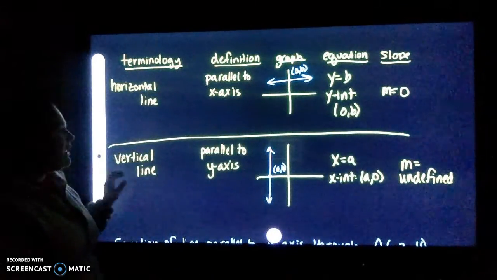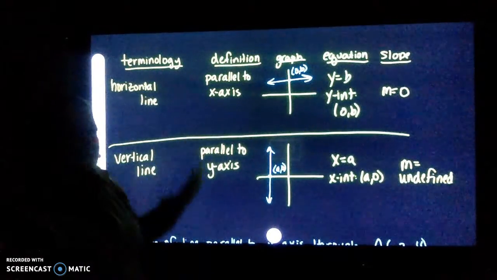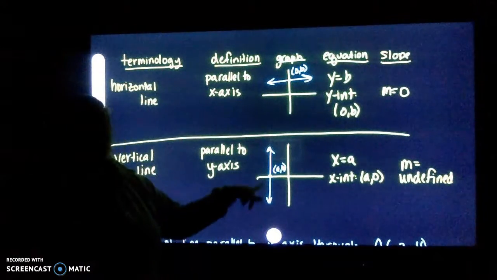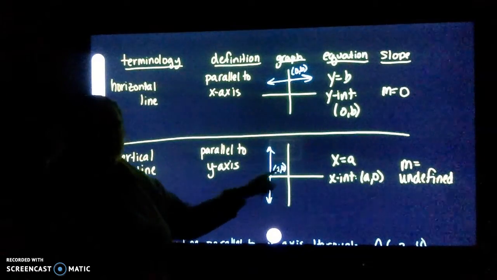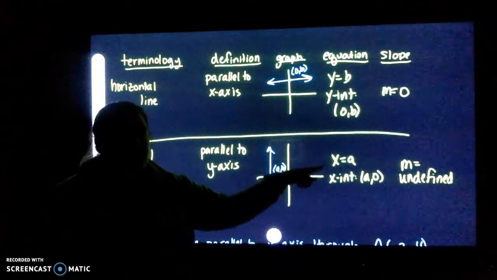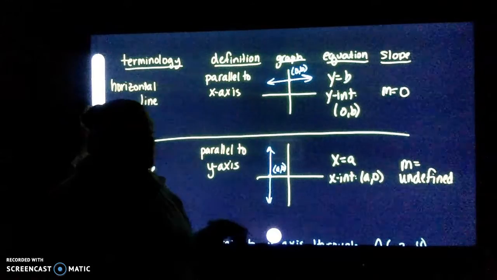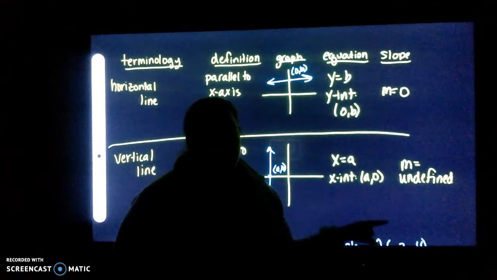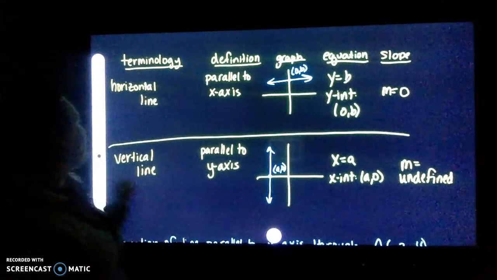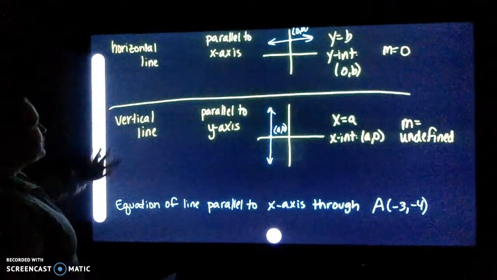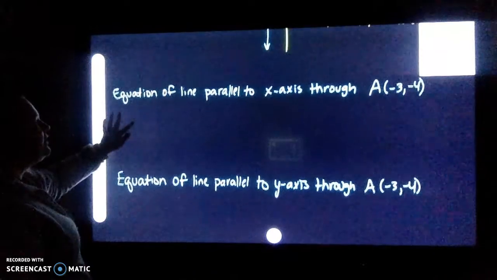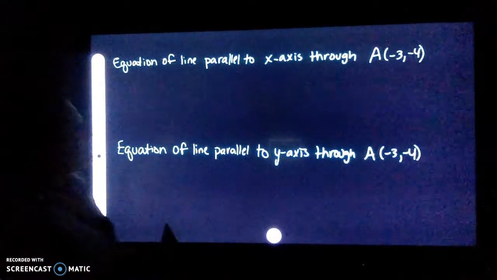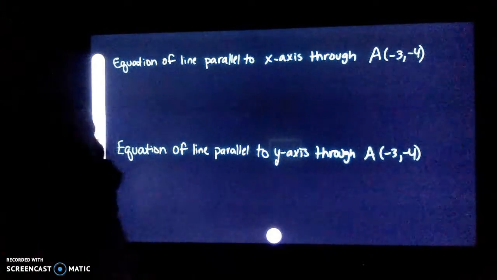We also have vertical lines. These run parallel to the y-axis, so up and down. Where they go through the x-axis, so point A, that is our equation, x equals that number, and that's also our x-intercept at (a, 0). The slope for a vertical line is undefined, okay, because I can never have a vertical slope. So what we're going to do is we're going to practice writing the equations of lines that run parallel to certain axes and through certain points.